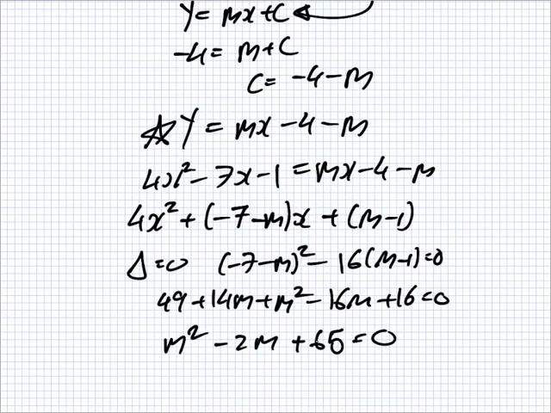Which one is this? 3A? Where did you get the minus 16? Minus 4ac. It should cancel to 0, and then you would end up with only 49 plus 14m plus m squared minus 16m plus 16. Is that right? You see, this is what happens when I try to rush it. What I got is 4x squared minus 7x minus 1 minus mx plus 4 plus m. Plus 4 plus m? Yeah.